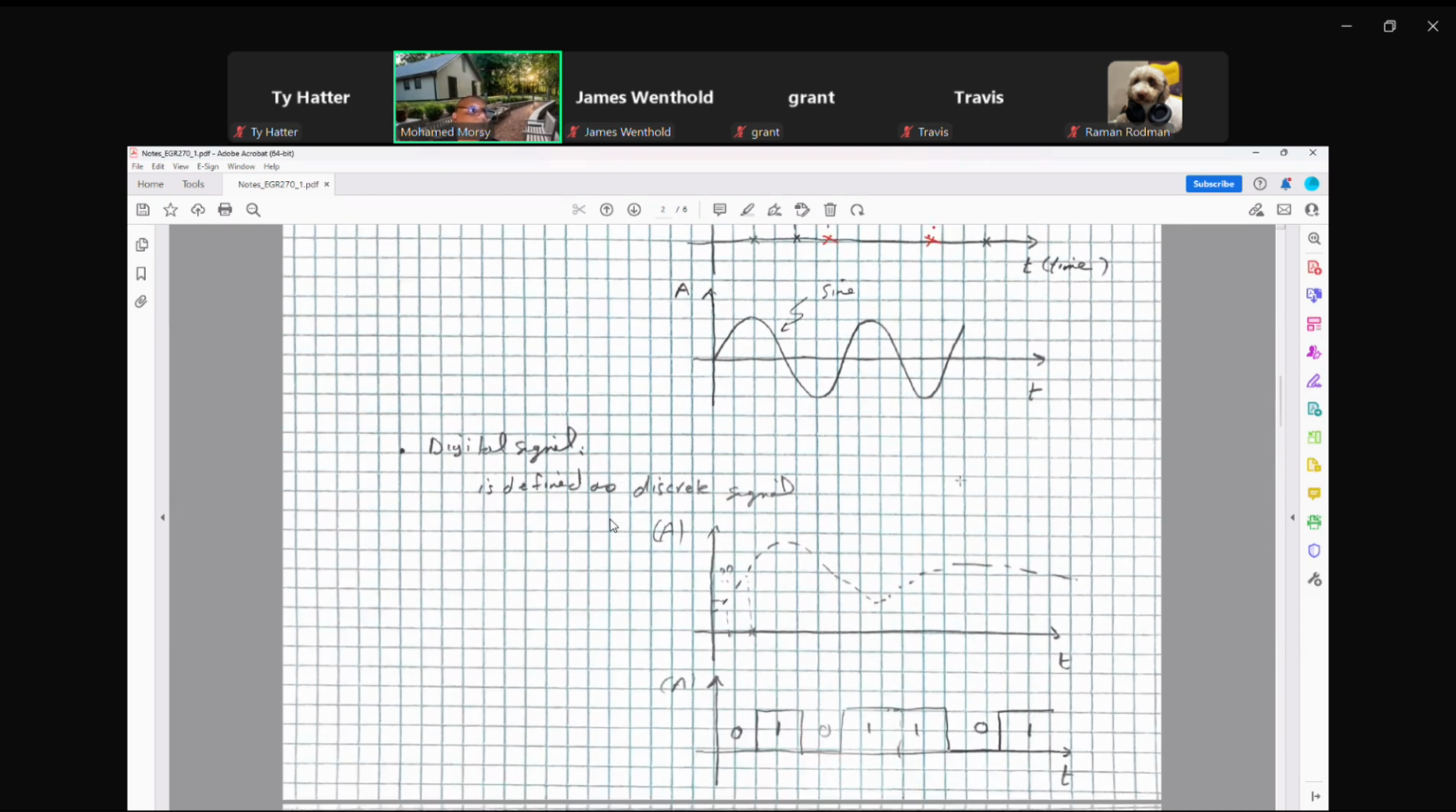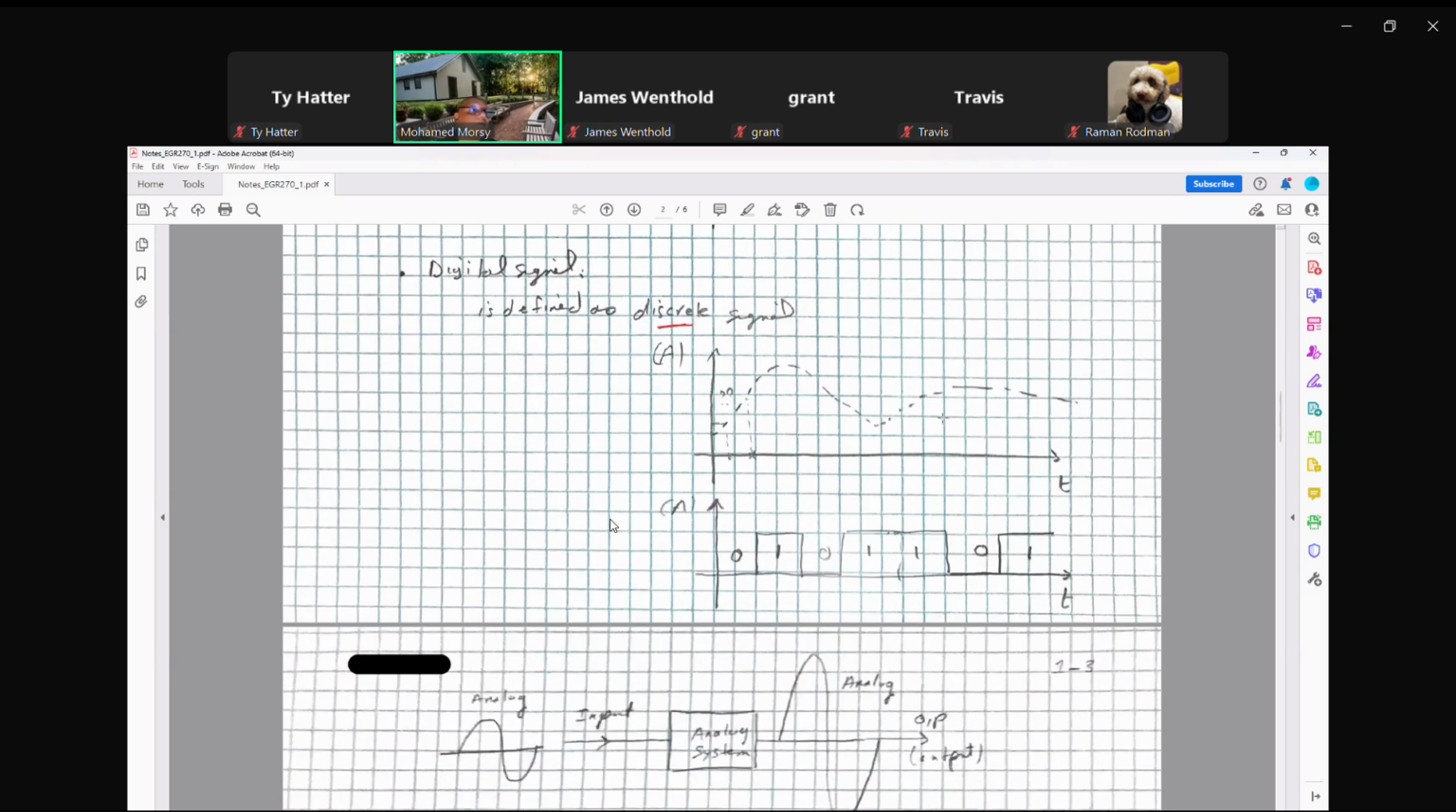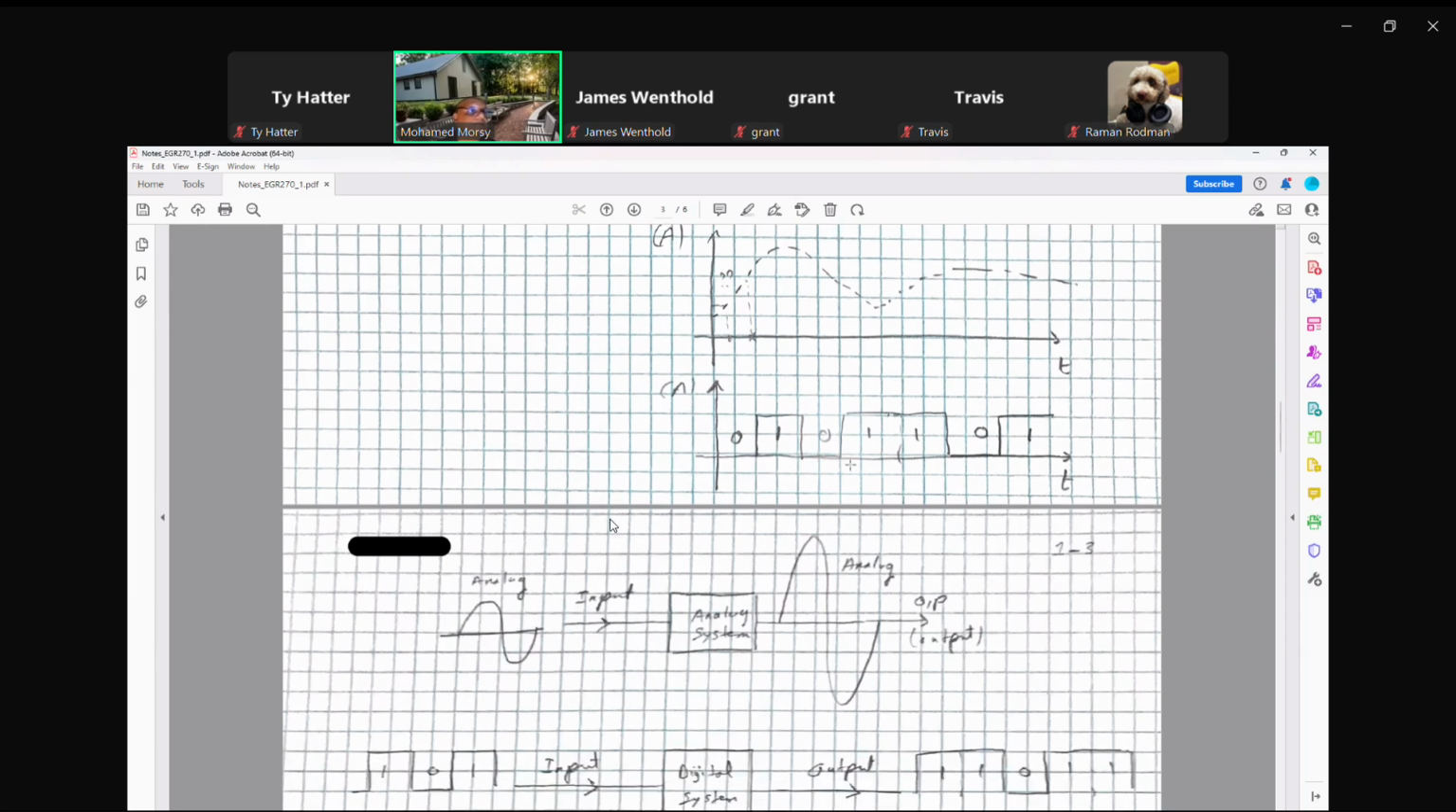A digital signal is a discrete signal. In a very general case, something like this. Discrete, not continuous. And the most popular example for a digital signal is the bits we see here, logic low, logic high. So this is a good example, or the more popular example, for digital.